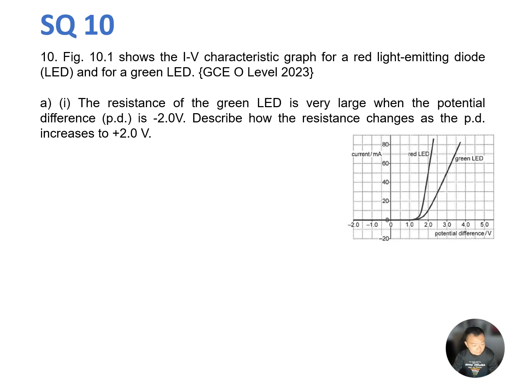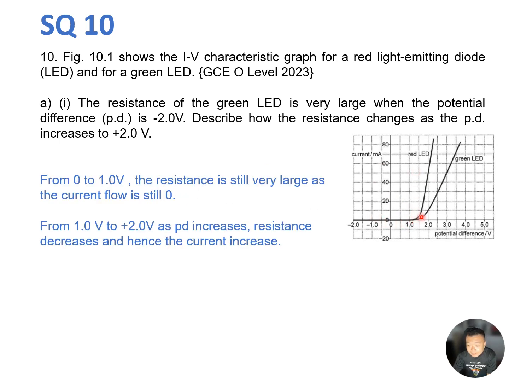This is a very recent O-level question, from last year, 2023, and it's an I-V graph of a diode, an LED. The D stands for diode, so nothing new. You have seen this before. You're asked to describe how the resistance changes.